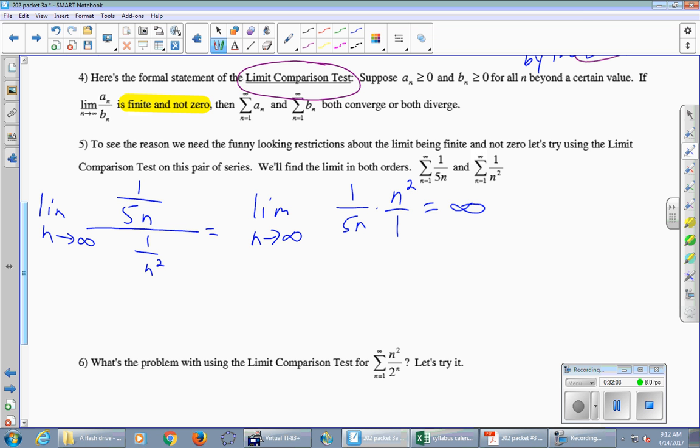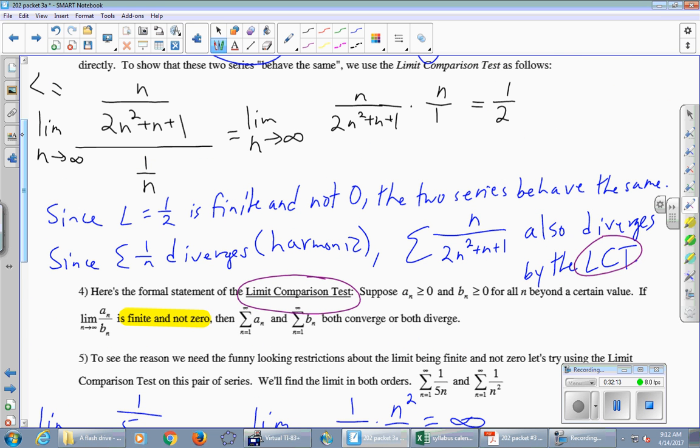What if I had flipped this thing over? Which one you call A sub n and which one you call B sub n makes no difference. So you're always welcome to flip the thing over. If we had flipped it over in here, what would we have gotten as the final limit? 2. Is it finite and non-zero? Yes, no problem. Okay, so don't worry about which one goes on top.